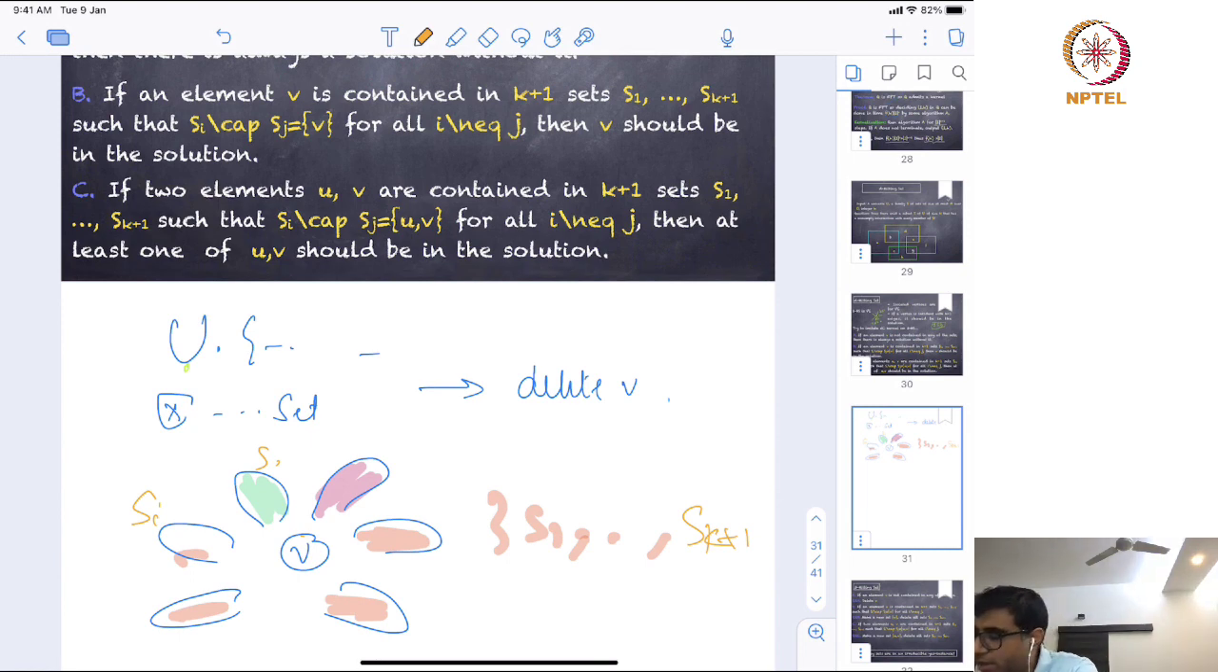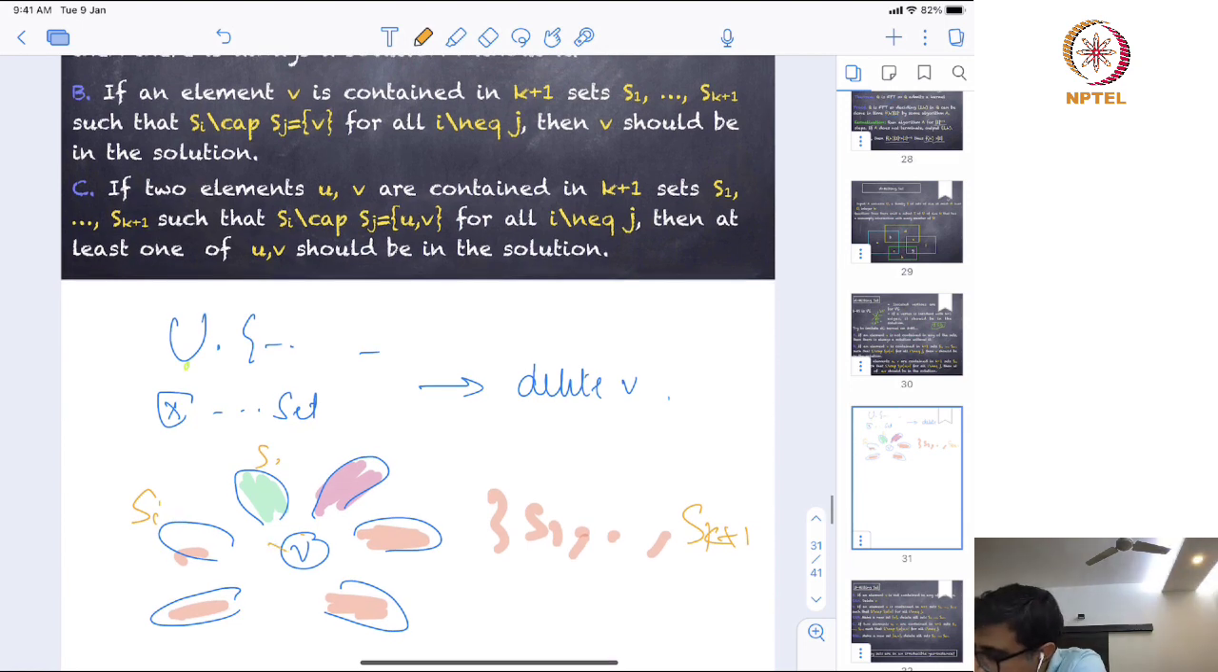So now what happens if you don't pick v in the solution? Then there are k plus 1 pairwise disjoint sets. To hit these k plus 1 pairwise disjoint sets, you need at least k plus 1 points from U. That implies that v must be included in the solution. This is the same as the vertex cover analogue: if there is a vertex of degree k plus 1, then v must belong to the solution. Taking any 2 of these sets, v is the only common element between them, and then v must belong to my solution.